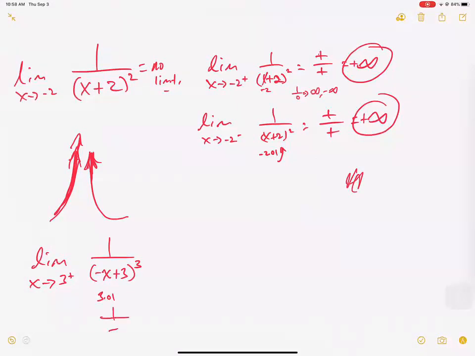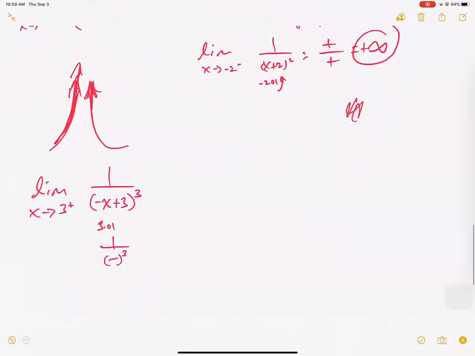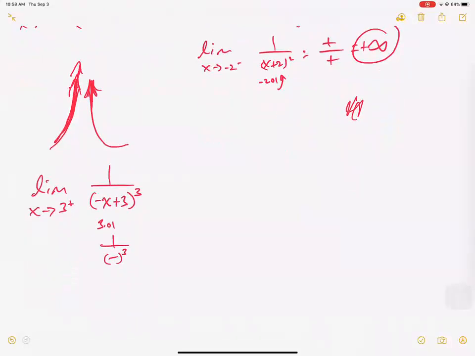1 over negative cubed. Look how much math work I did there. You could write 0.000001, I think, right? That's a lot of work. I'm not going to do any of that work. The goal is to not do that work. And this turns out to be 1 over negative cubed, which is a positive over a negative, which is going to be negative infinity.